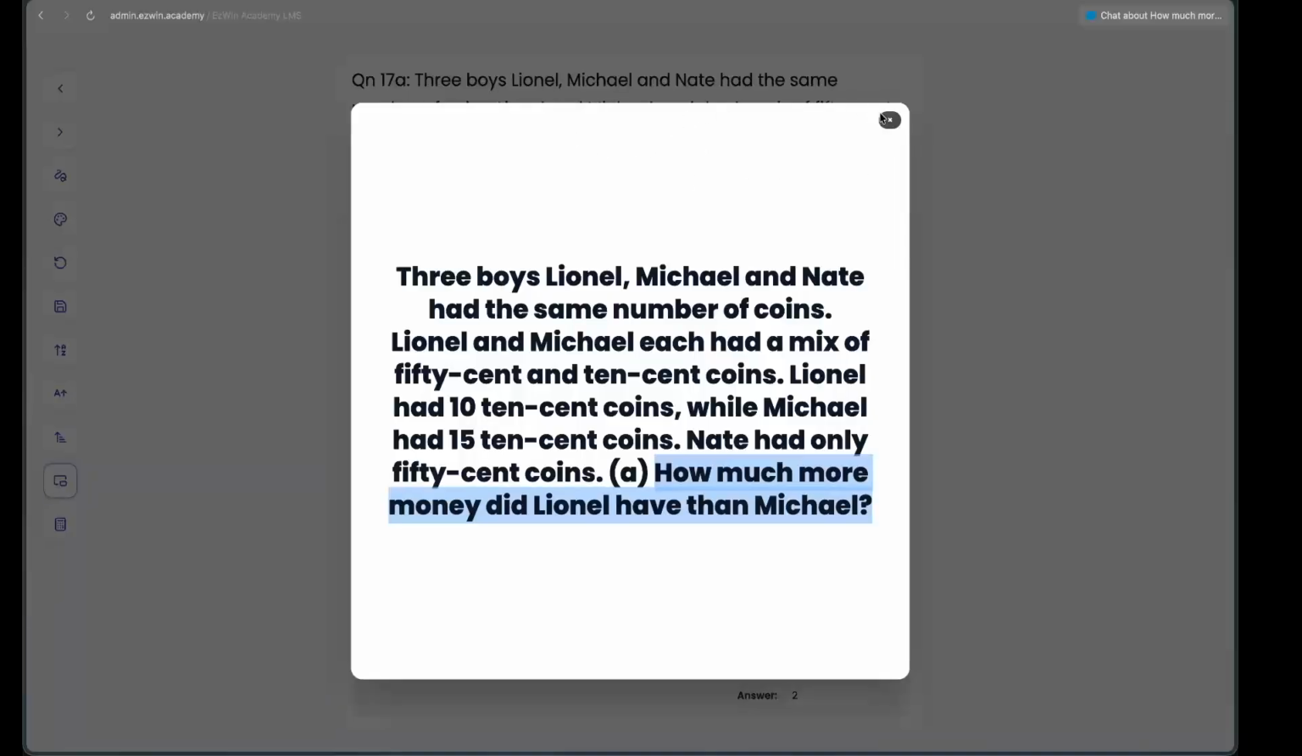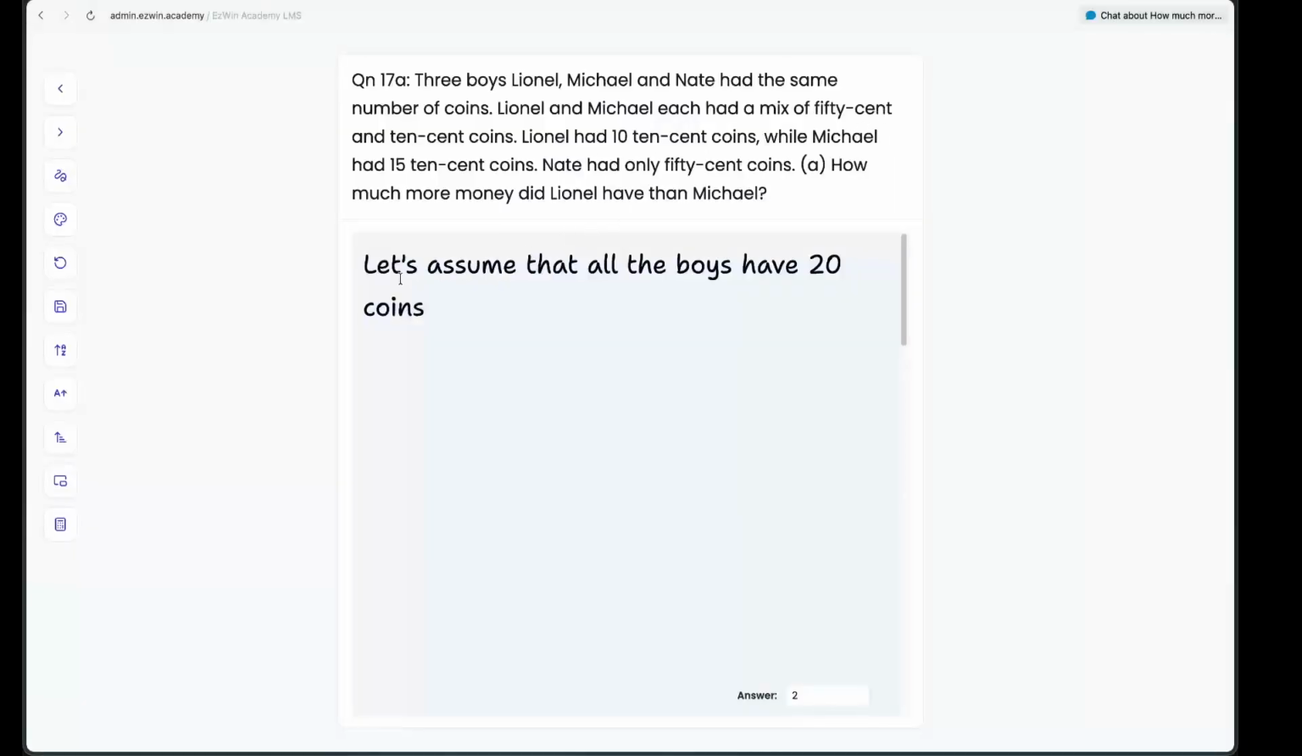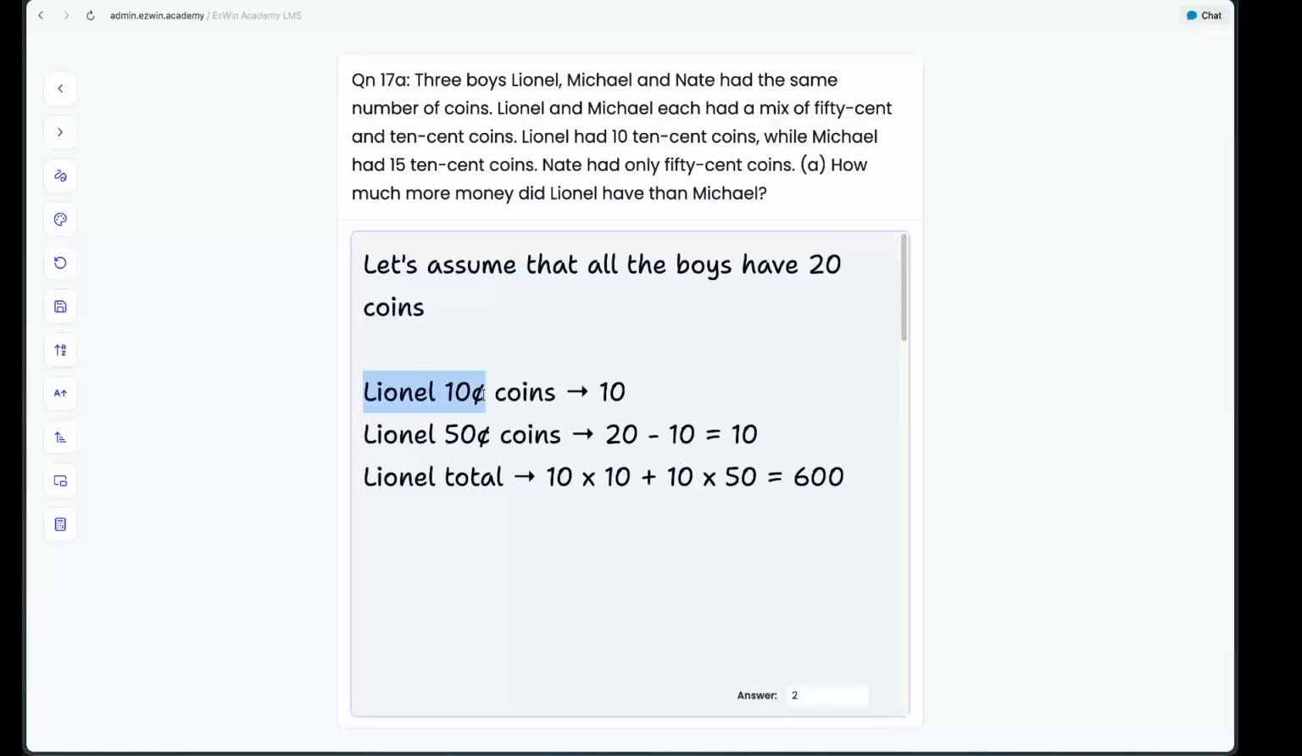How much more money did Lionel have than Michael? So for this question, I'm going to assume that all the boys have 20 coins. So if you were to calculate Lionel first, we will have Lionel 10-cent coins, which will be 10. And then Lionel 50-cent coins will be, in this case, the total 20 minus 10, and this will give us 10. So for Lionel, total will be 10 10-cent coins plus 10 50-cent coins, and this will give us 600 cents.